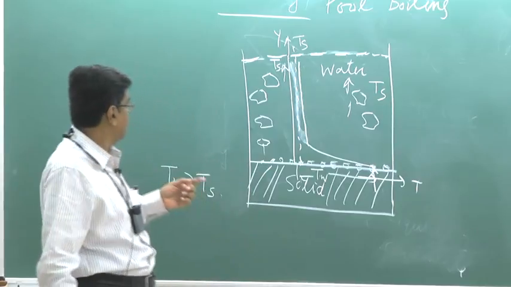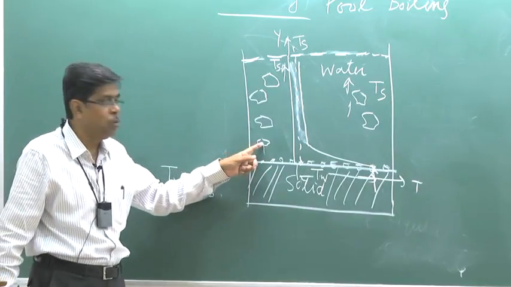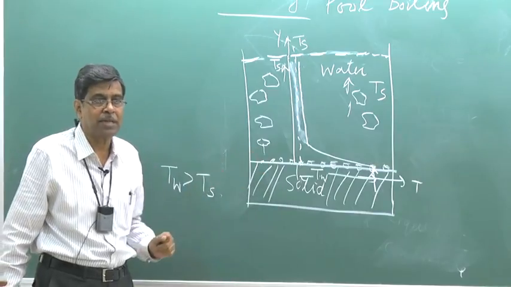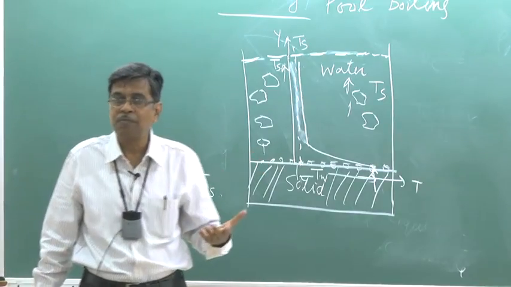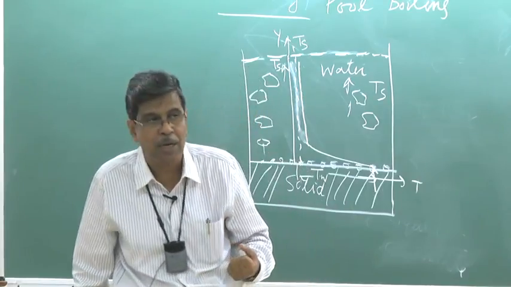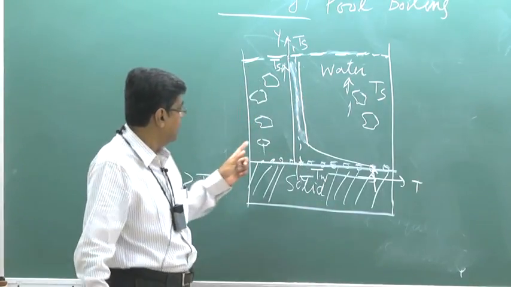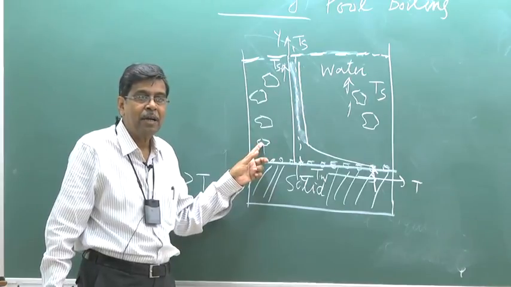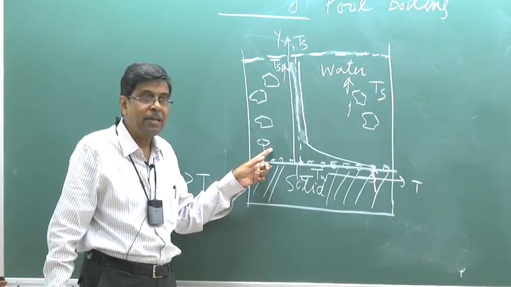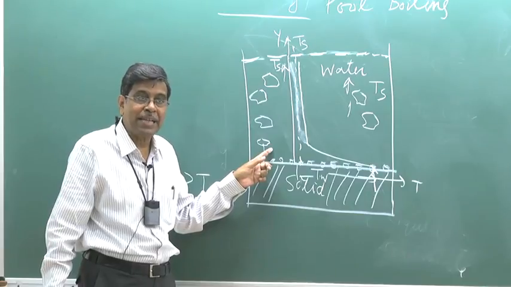Now, because of the surface tension, the pressure within a bubble is higher than that of the liquid outside because of the surface tension force. You know that for a bubble, it is 4 sigma by R if you consider the bubble to be a spherical one. Now, at that pressure, the steam temperature should be higher than that of the saturation.